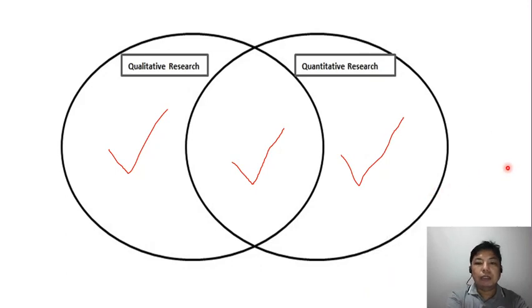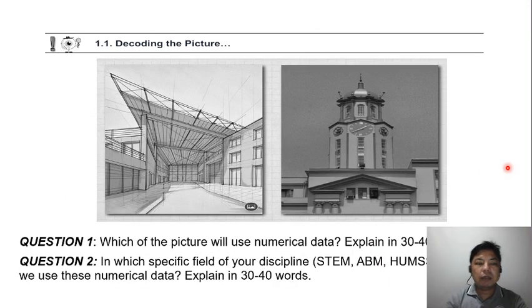Okay, so let's proceed with the next activity. Now, for the next activity, we are going to be using these two pictures. The title of the activity is Decoding Picture. So take a look at the two pictures. The first picture is like a drawing, a blueprint. It seems to be a house. And the other picture is the picture of the Manila City Hall. So take a look at the two pictures and then try to answer two questions below.